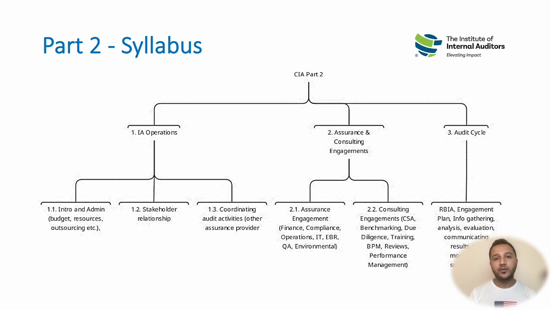For example, trainings in terms of quality assurances, due diligences, BPM reviews. So these are the things which we also cover. The third element is the audit cycle. So the audit cycle is when we, from the start till the end, cover all the key processes in the internal audit, that is also part of the CIA part 2.